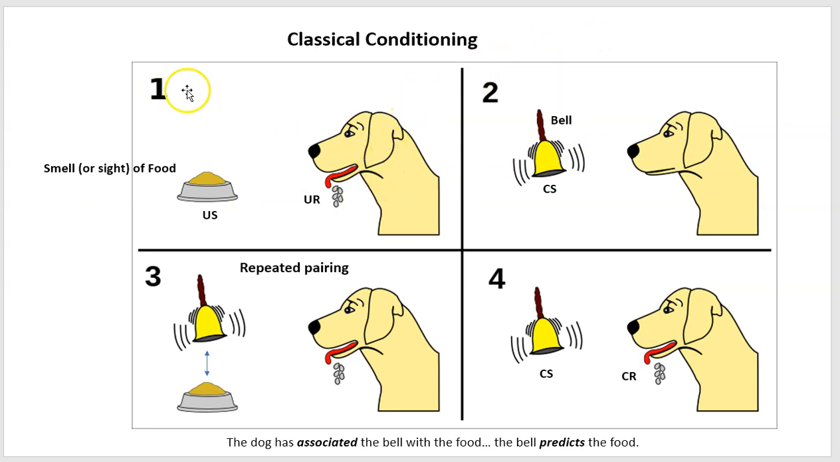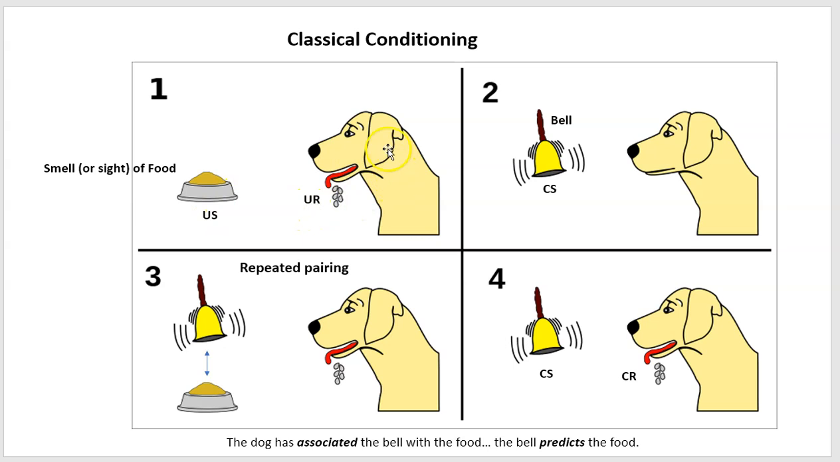So let's start it off with panel number 1 here. We have our friend here, our pet dog, and we present some food. Now the dog is going to see the food and also perhaps smell the food. Now you might know that that can automatically, in a sense, trigger salivation. Now we're going to call the food the unconditioned stimulus, US, and the salivation the unconditioned response.